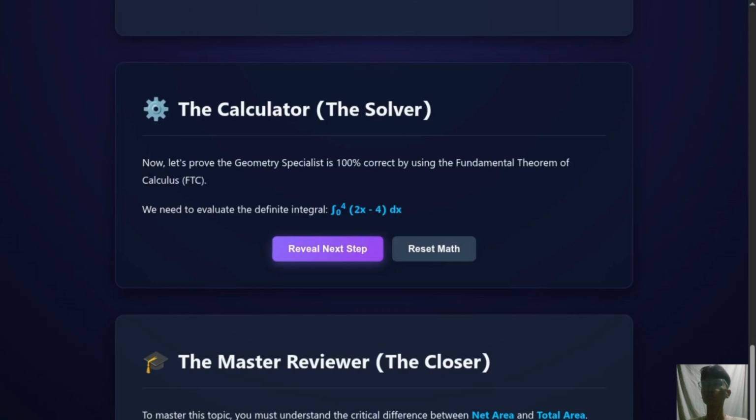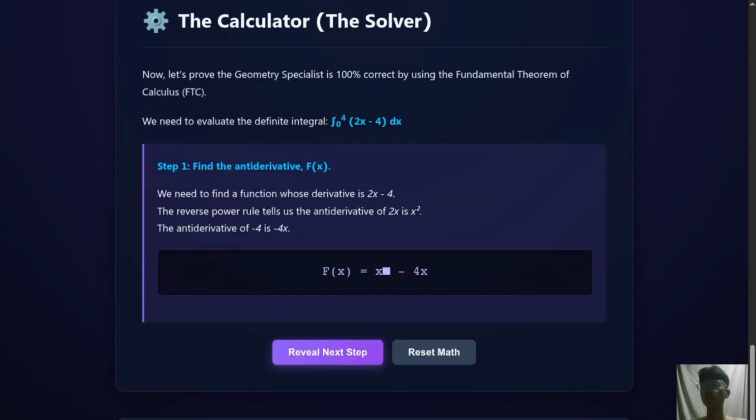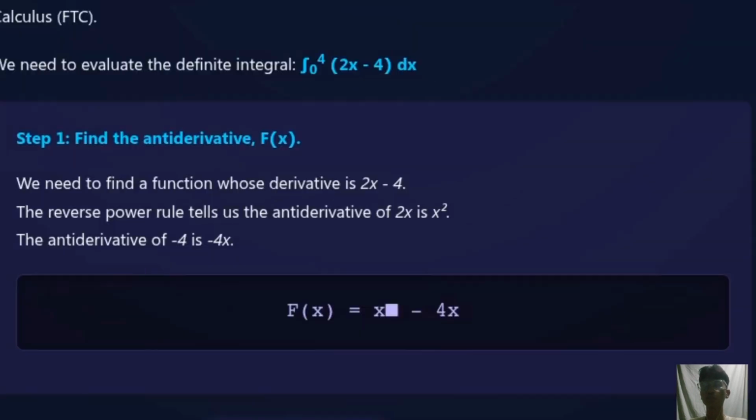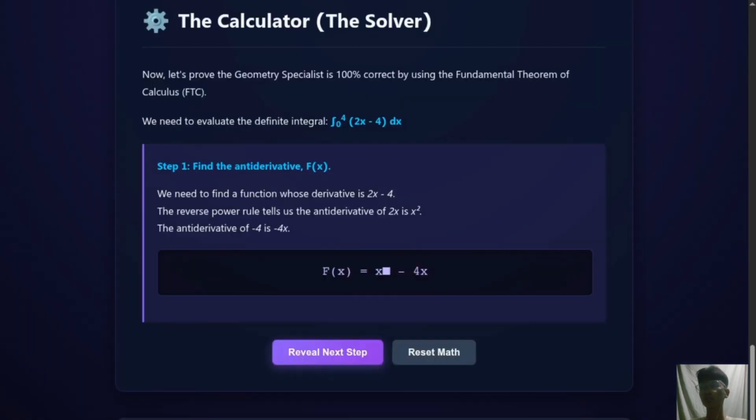We're going to prove that the geometry was actually correct, and we'll do that using the fundamental theorem of calculus. So what we need to evaluate is the definite integral from 0 to 4 of 2x minus 4. First step, find the antiderivative. In simple terms, we're looking for a function whose derivative gives us 2x minus 4. Using the reverse power rule, the antiderivative of 2x is x squared, and the antiderivative of -4 is -4x. So that gives us F of x equals x squared minus 4x.